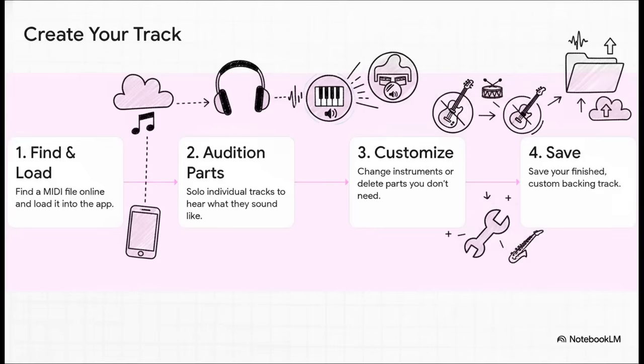Okay, here's how easy it is. First, you just get this song ready. Find a MIDI file online. That's step one. Then, you download it and load it right into the app. Easy enough? Next comes the really fun part, making it your own. You can pick how you want to see the tracks, you can listen to any part by itself, and then you can change instruments or just delete the parts you don't even want. And finally, you just save your finished track. The whole thing is just a few simple taps on your phone.